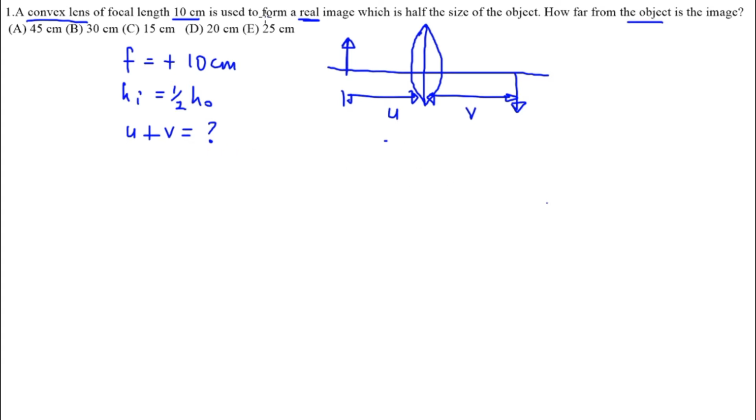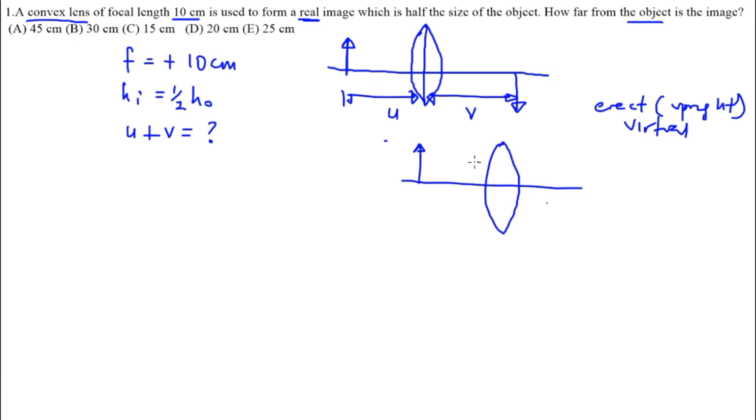But if the question had said erect image or upright image or virtual image, in a converging lens, the only time we had a virtual image formed, I think that was the last position that we considered, and the image was formed behind the object and it became magnified.